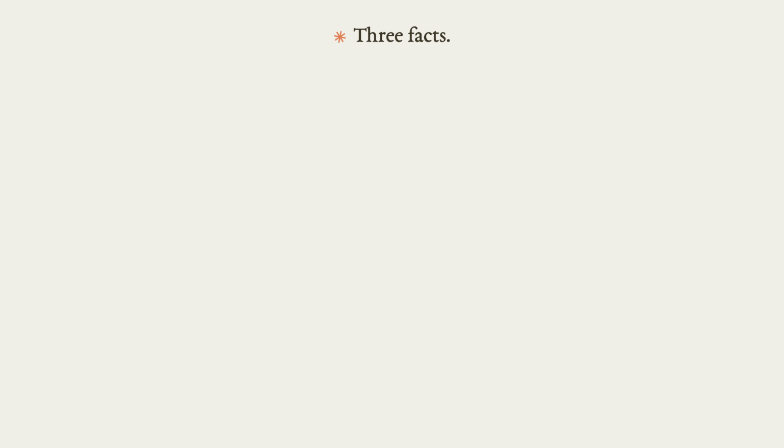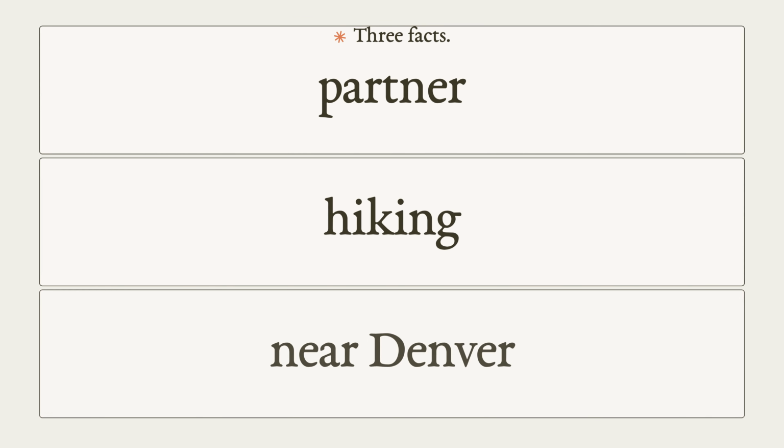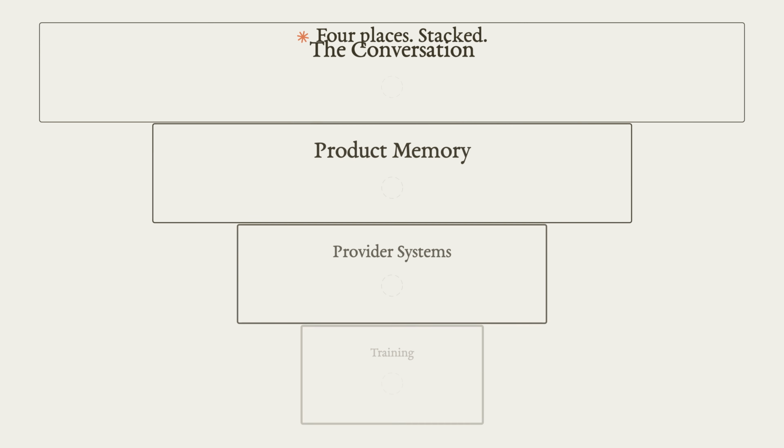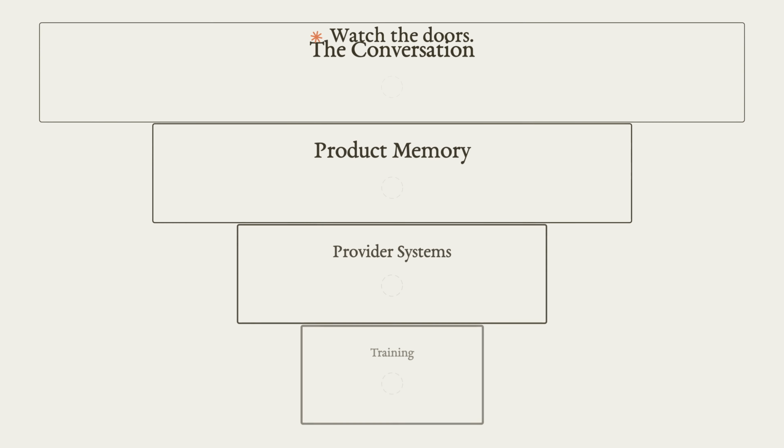Start with the detail. 1 sentence, 3 facts. You have a partner, they hike, you live near Denver. Harmless on its own, also enough to put you roughly on a map. Those 3 facts don't go to 1 place, they go to 4 and the 4 are stacked. Each level is narrower than the one above it, because each level keeps less of what you said and keeps it for longer. Anthropic's education team laid these 4 out, and the taxonomy is correct.